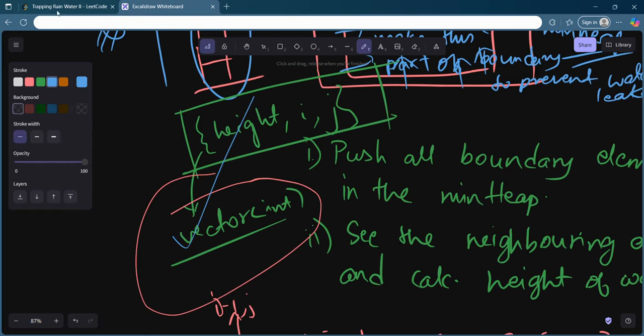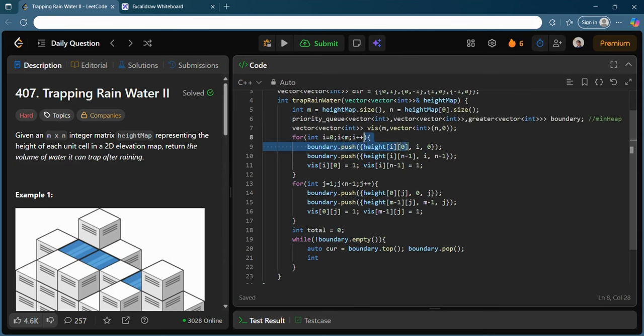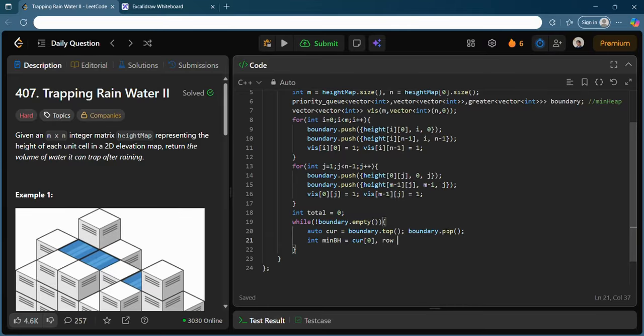Okay, so if you store a vector in your priority queue, it will get sorted by the first element. So by height, the first element is height, so the minimum height comes first. So yeah, the minimum boundary height. Okay, so I will just write it this way. The minimum boundary height will be nothing but cur of 0.